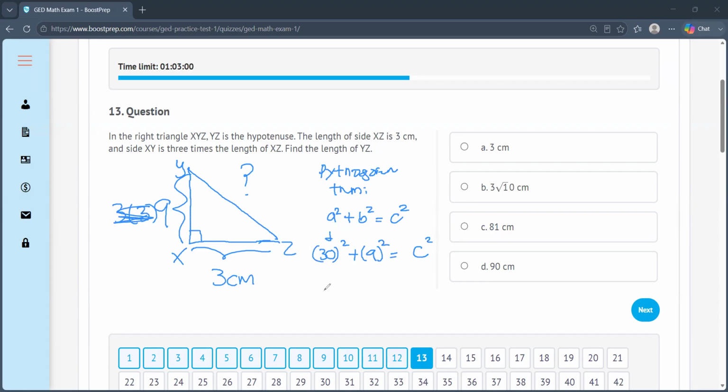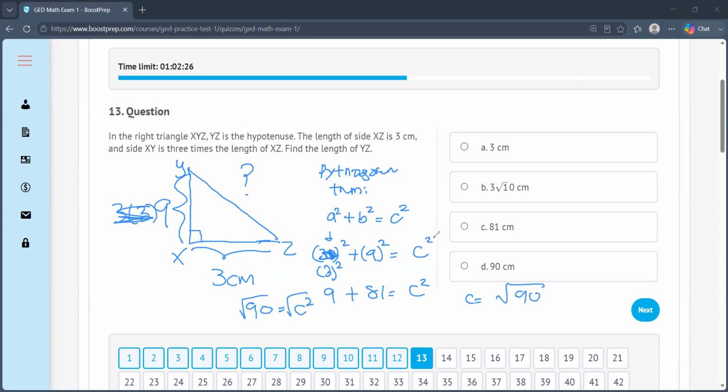Whoops, did I say 30? Sorry, it should be 3, so it's 3 squared, not 30 squared. What's 3 squared? 9. What's 9 squared? 81. What's 9 plus 81? 90, equals c squared. Then you want to solve for c, so you take the square root. So c is the square root of 90.